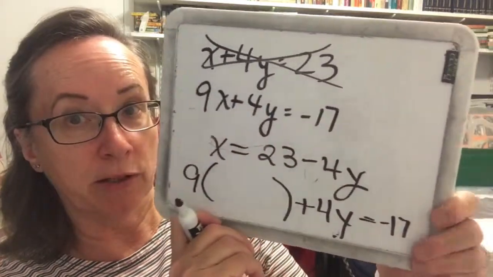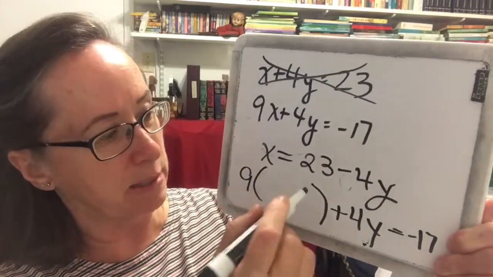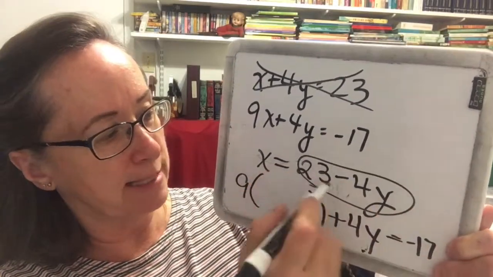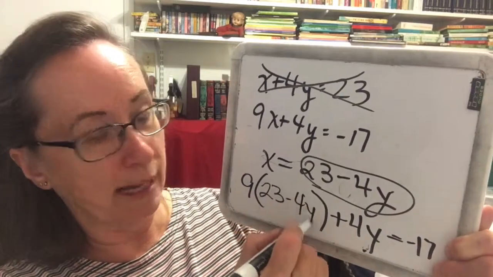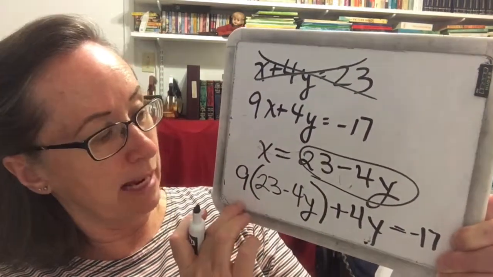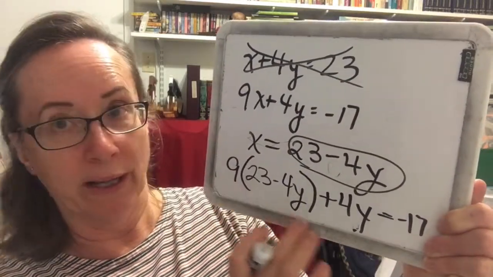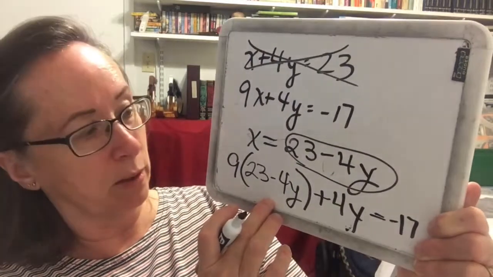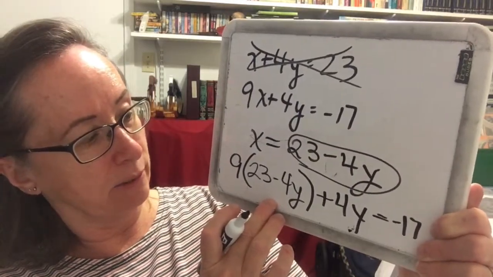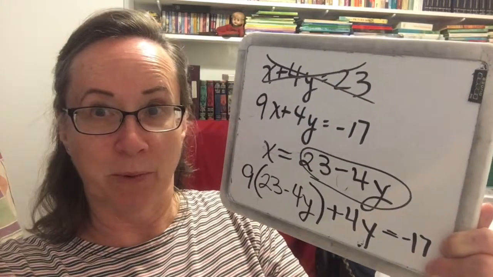So now what I'm going to do is take this x and sub it in where the x is supposed to be, but I'm going to use this instead: 23 minus 4y. Okay, so now I have one equation in one unknown. Okay, and that's kind of a big number, but let's see what happens when I solve this.